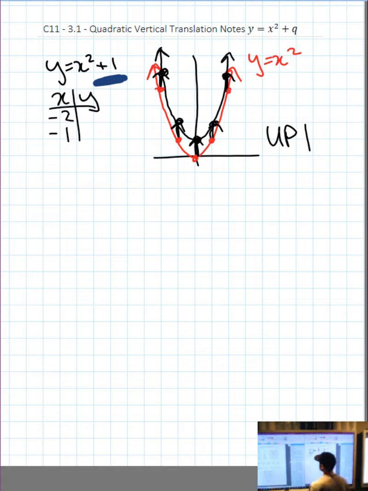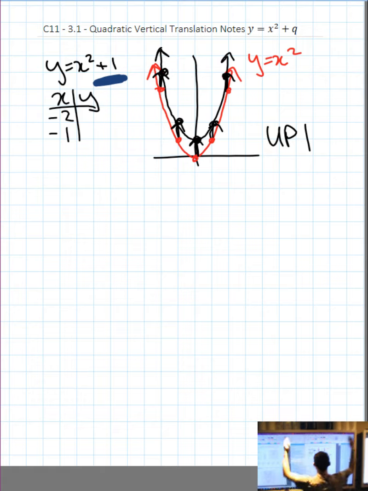The English instructions are off to the right. Notice the graph of y equals x squared plus 1 is the graph of x squared shifted up 1. C is the y-intercept. C is only the vertex if there is no b value.